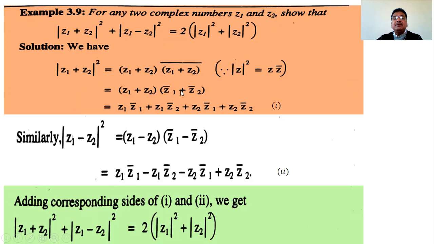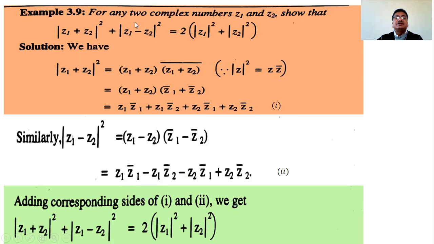and then separate the bar, because (Z1 + Z2) bar is Z1 bar plus Z2 bar. Then the multiplication of these two brackets gives these four terms: Z1 into Z1 bar, Z1 into Z2 bar, Z2 into Z1 bar, and Z2 into Z2 bar. This is, suppose, equation number 1.